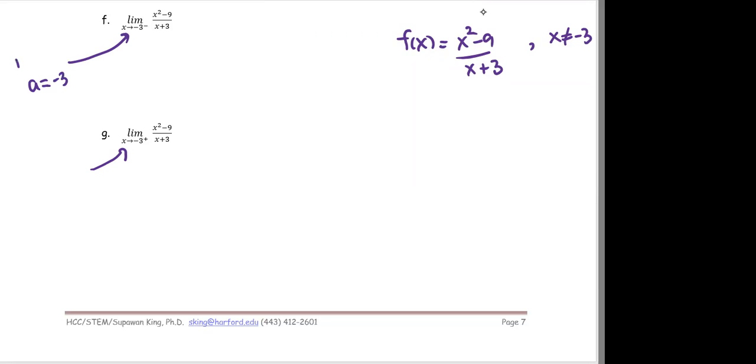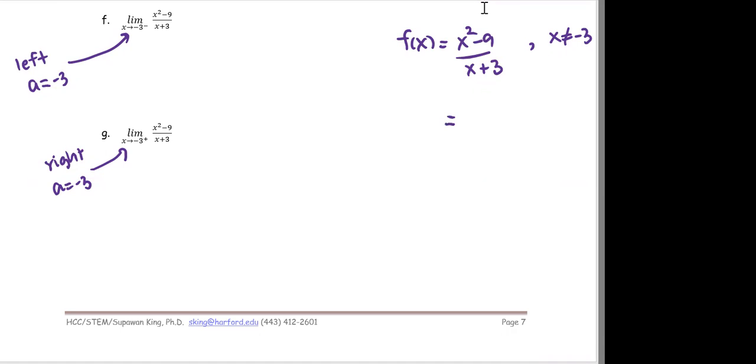But we look from the left side for part f, and we look from the right side for part g, because of the superscript plus and minus signs there. Now, use the same skill. The trouble part is the value negative 3. That would make the denominator 0. So we use the same skill that we did in the previous two examples.